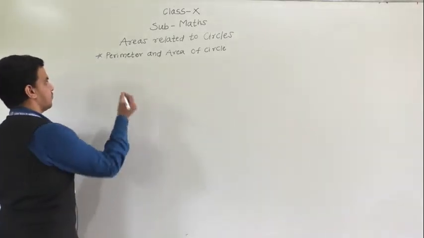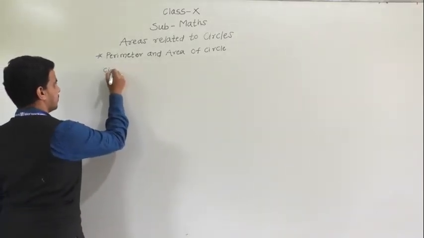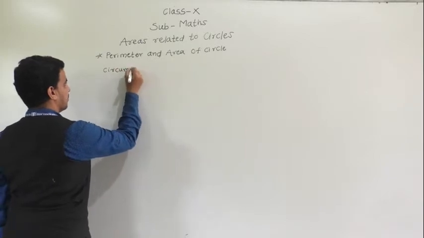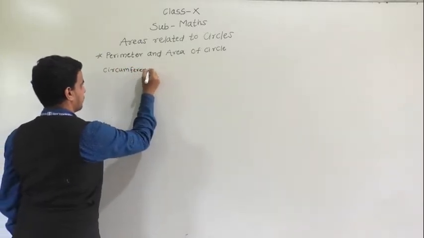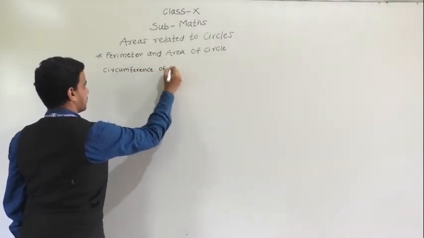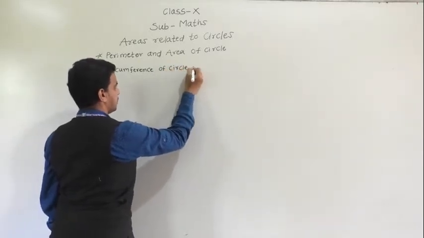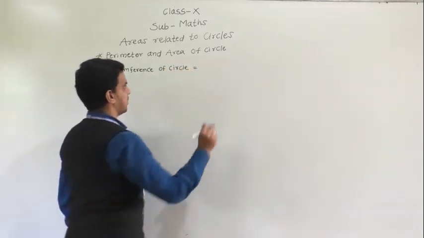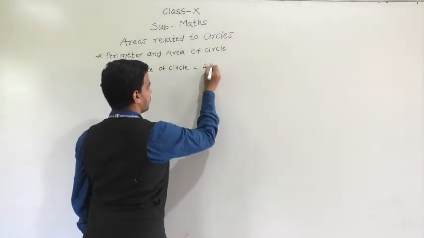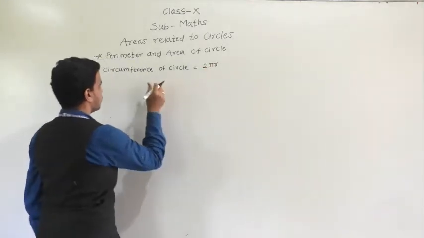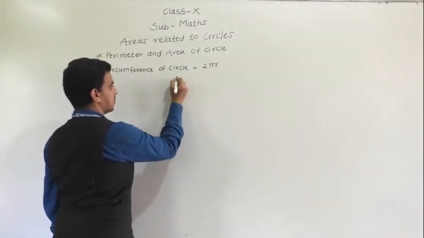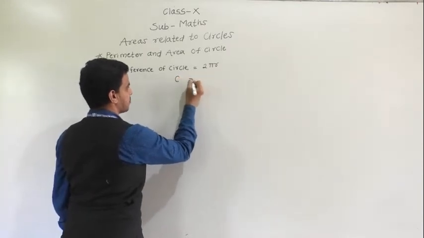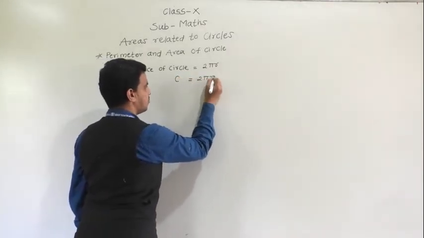First, the circumference of a circle. Circumference of a circle means the perimeter of the circle. We know that the circumference of a circle is 2 pi r. This circumference we denote as capital C. So C is equal to 2 pi r.